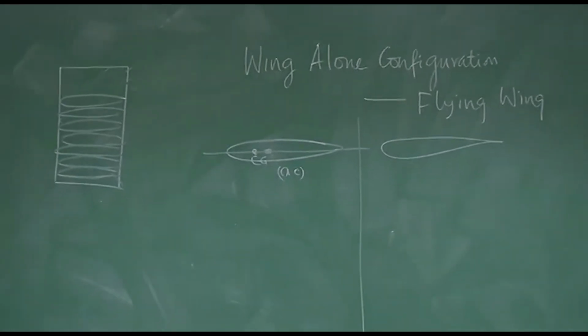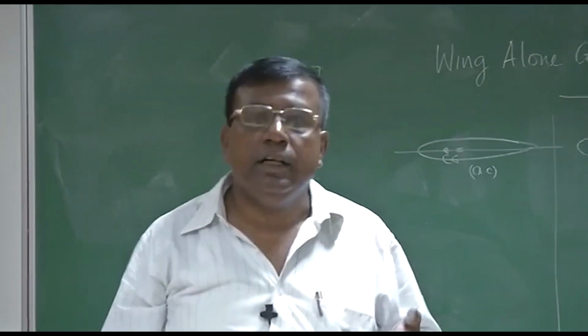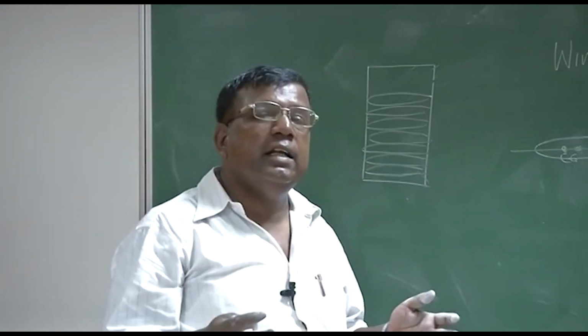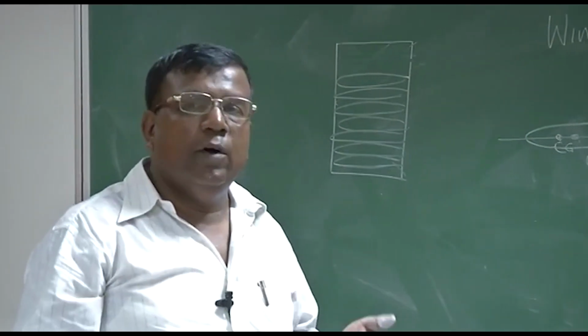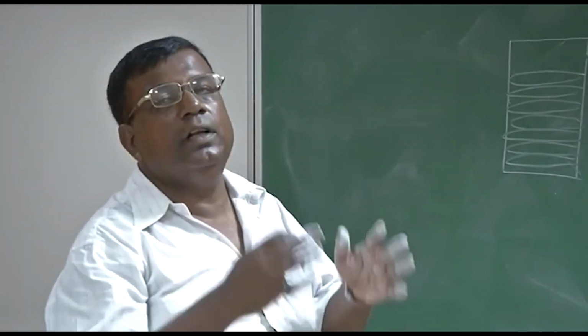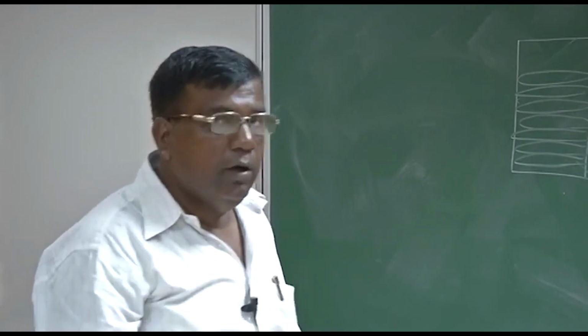Now we are talking about aerodynamic center, which is basically a point about which the pitching moment is independent of angle of attack, and that is generally the quarter chord point of the wing, and we take it as a point of reference. We represent all the lift coefficient, drag coefficient, and moment about that point, called aerodynamic center.